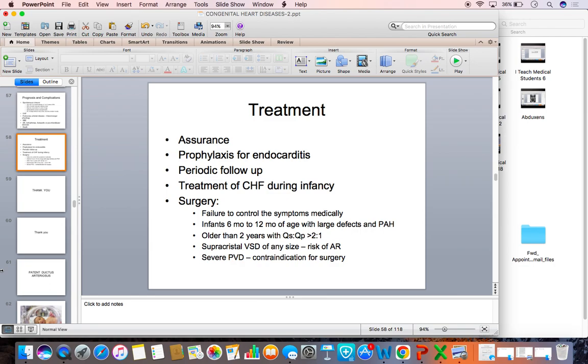Children older than 2 years with Qp/Qs ratios of more than 2:1 should be corrected surgically. And ventricular septal defects of the supracristal type, of any size, because they have the risk of aortic regurgitation, should be corrected surgically. Understood? And severe PVD, pulmonary vascular disease, is a contraindication for surgery. Remember, severe PVD is a contraindication to surgery. These are the important steps of management of the child with ventricular septal defect.